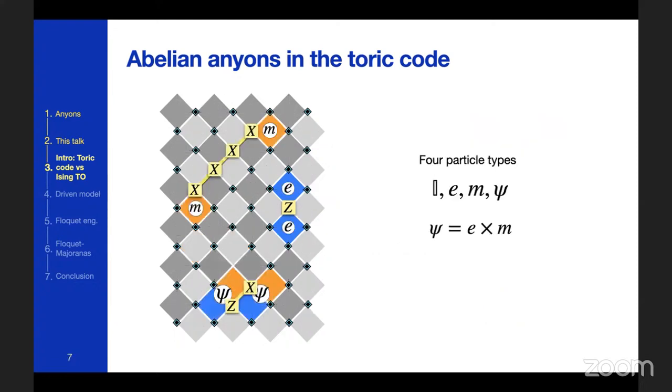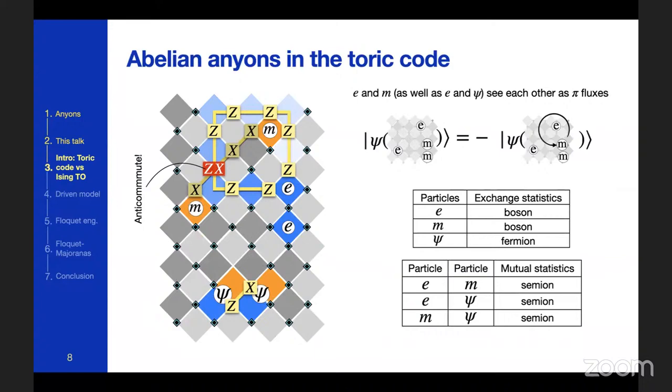All right, so in the abelian toric code, we have the vacuum, the case of no violations, the E and M particles that I just introduced, and the composite particle psi, which can be obtained through a combined violation. In principle, it's arbitrary to choose E and M as fundamental particles and psi as the composite, but in the following, and this is what we'll do later, I will take psi and E as the fundamental particles and M as the composite.